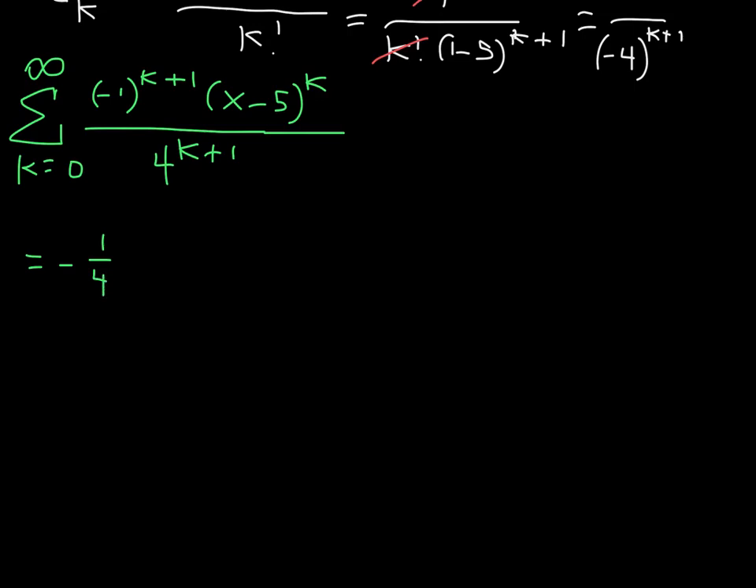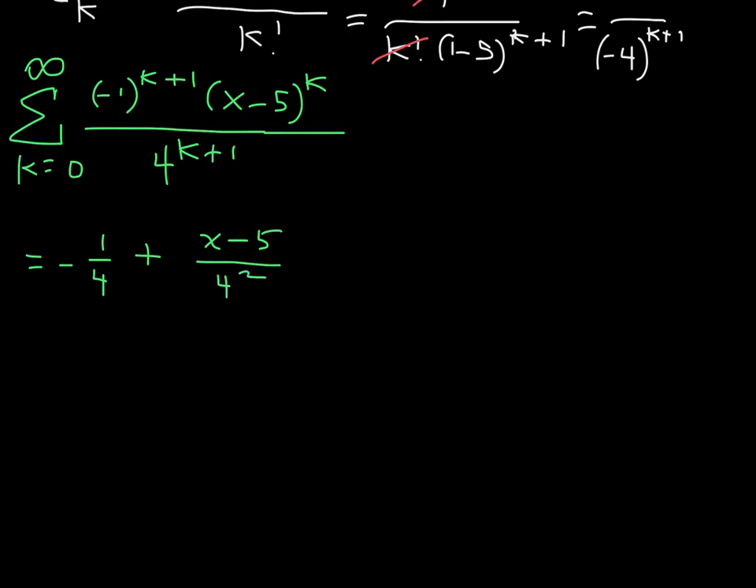Now let's plug in k equal to 1. When k is 1, this is 1 plus 1, which is 2. Negative 1 squared is positive 1. This is going to be x minus 5 raised to the first power, which is just x minus 5. So that's your numerator. And when k is 1, this ends up being 4 squared.